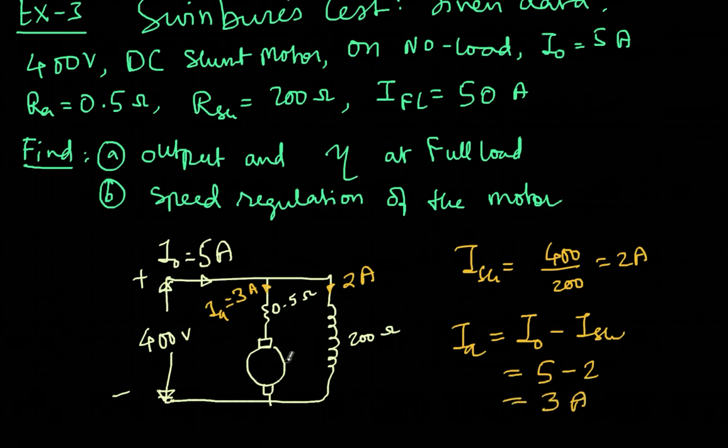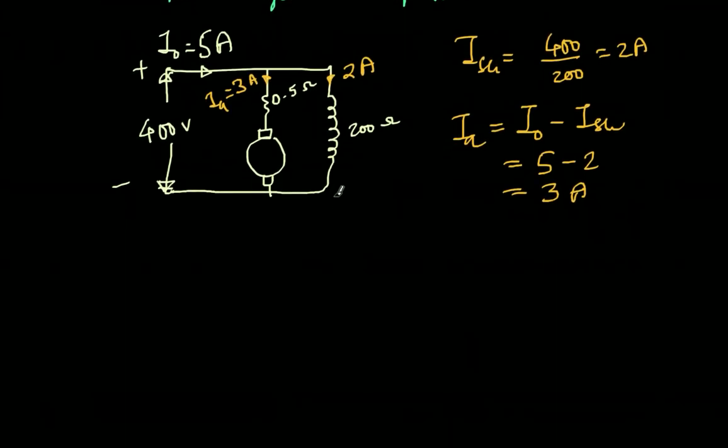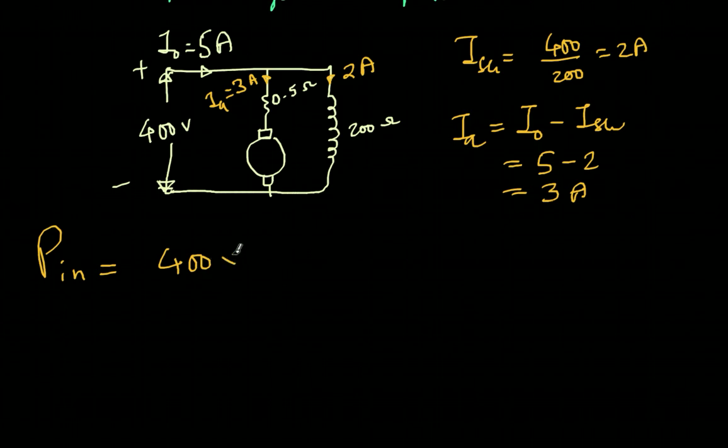Given this, now I can find out what I need. My objective is to find the friction and windage losses. So look here. What is the input? Power input is nothing but 400 into 5, which is 2000 watts. What is the copper loss?